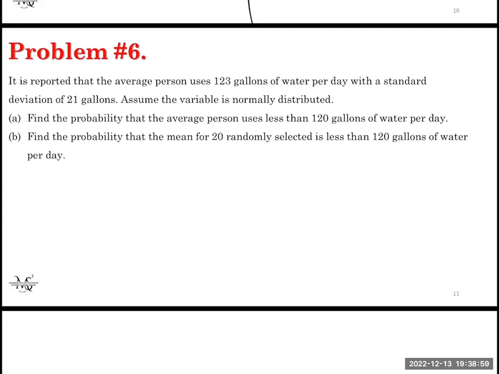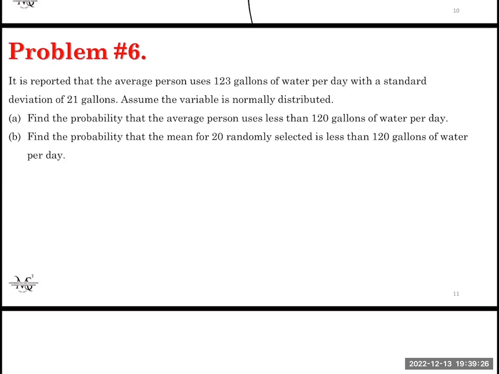Part A states, find the probability that the average person uses less than 120 gallons of water per day. Part B states, find the probability that the mean for 20 randomly selected people is less than 120 gallons of water per day.